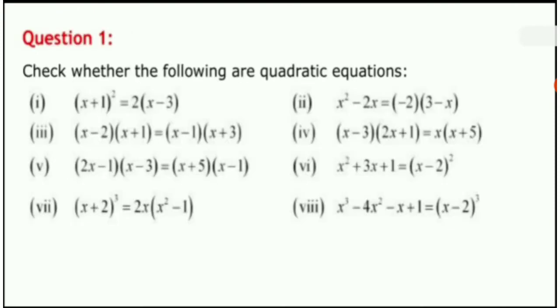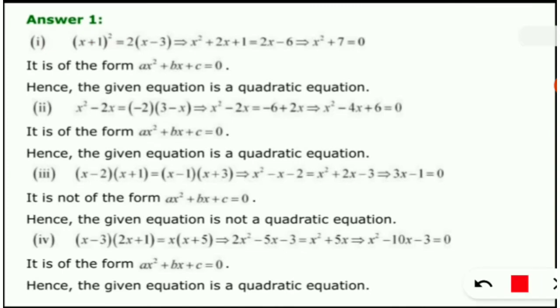Next, Roman number 3. (x minus 2) into (x plus 1) equals to (x minus 1) into (x plus 3). Okay. Now solution. So (x minus 2) into (x plus 1). So this is x square, next minus x and minus 2, and right hand side that's been equal to x square, this is plus twice x and minus 3. Clear? So implies after simplification we get thrice x minus 1, this equals to 0.